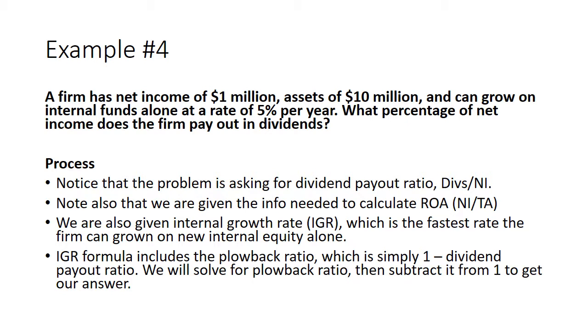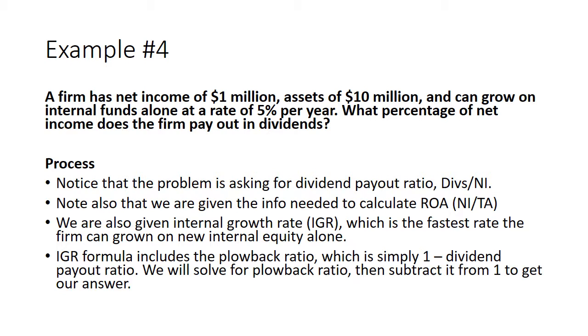Now notice that the problem is asking for dividend payout ratio, which is simply dividends divided by net income. And notice that we are given the information needed to calculate ROA, which is just net income divided by total assets. We're also given what is called the internal growth rate, which is the fastest rate the firm can grow on new internal equity alone.